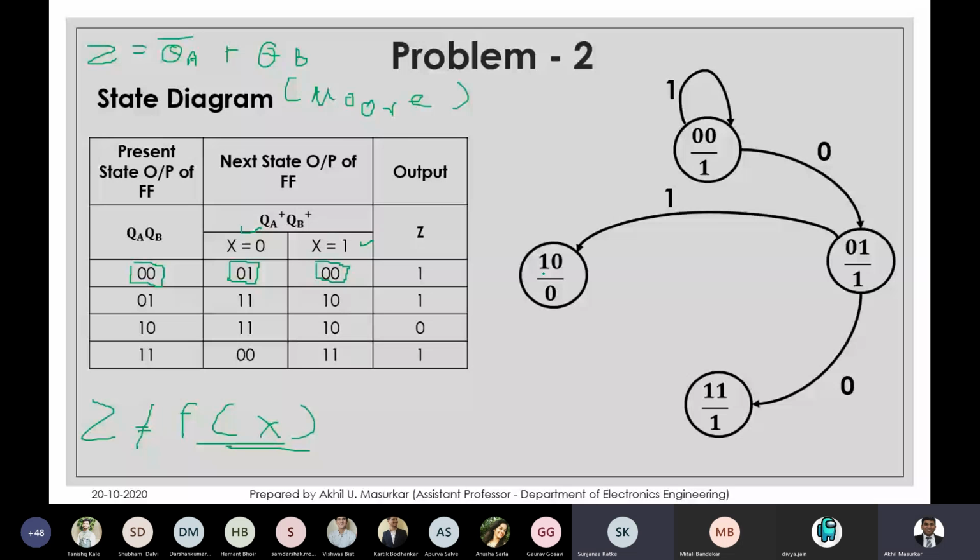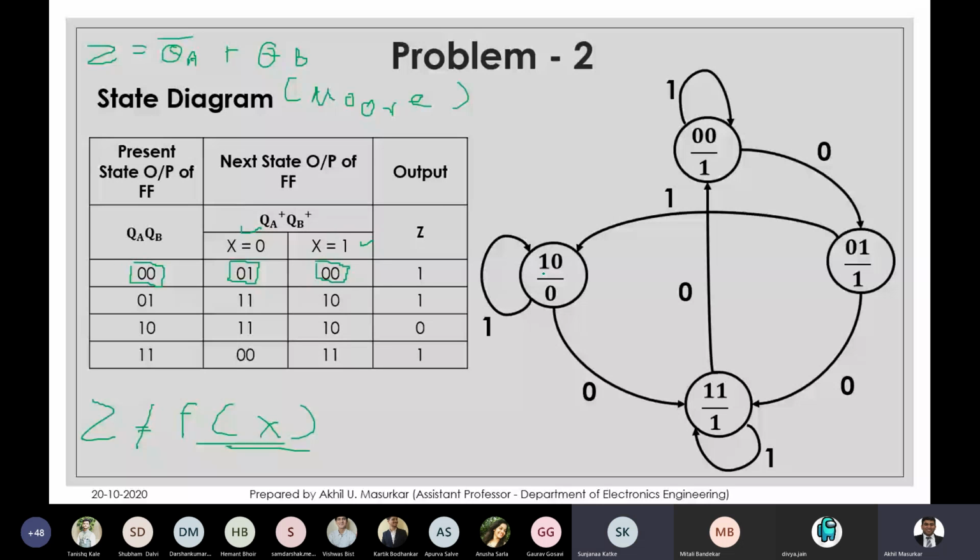Next, can you tell me for 1 0? For 1 0, when x is equal to 0, it is 1 1, and when x is equal to 1, it is 1 0. Okay. For 1 1, when x is equal to 0, it is 0 0, and when x is equal to 1, it is itself, 1 1. Okay. So everybody can note down this state diagram.